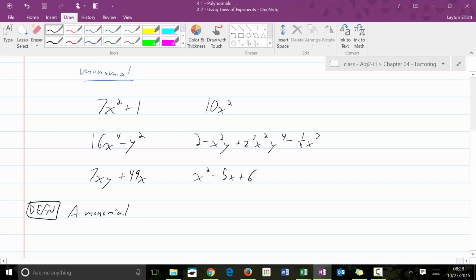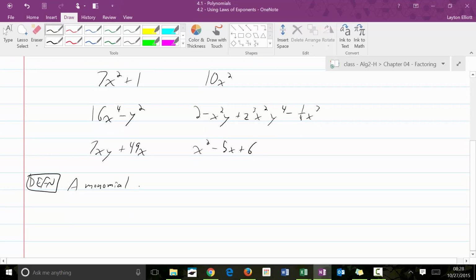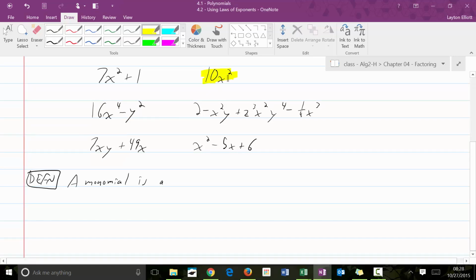I'm not going to be so specific as to ask you, is this a monomial or polynomial? That question will never come up. But we talk about a monomial, specifically a monomial, and the only example up above of a monomial was 10x to the second. A monomial is a product, and remember, product means multiplication, a product of variables and constants.